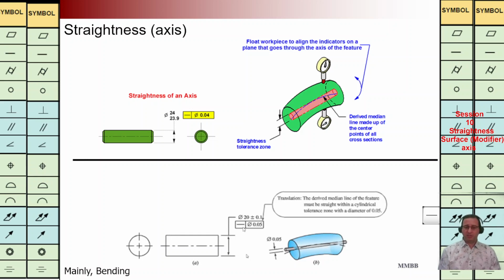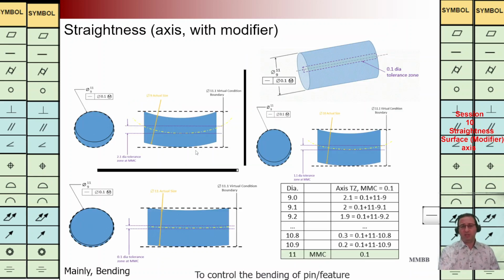Now I would like to close this session. In the coming session, I'm going to talk about straightness for the axis when we have the modifier.